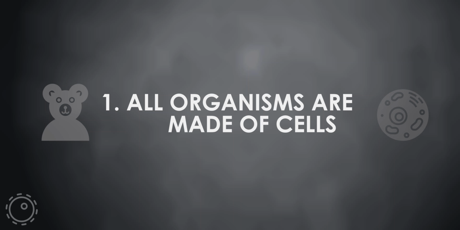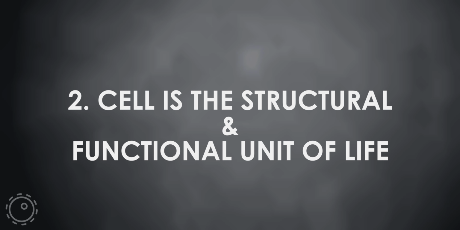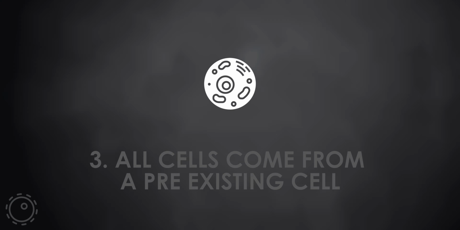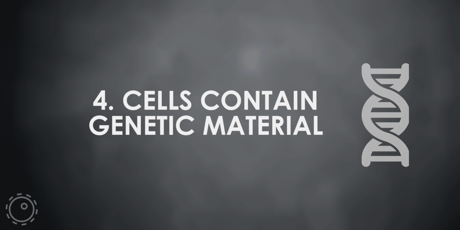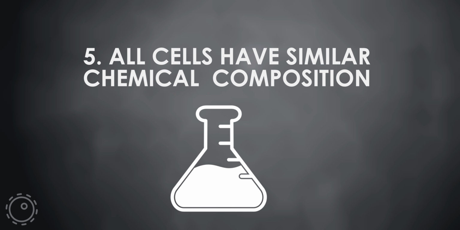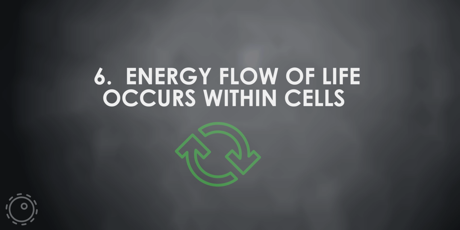The modern cell theory has 6 postulates. 1. All living organisms are made of cells. 2. Cell is the structural and functional unit of life. 3. All cells come from a pre-existing cell. 4. Cells contain the genetic information which is to be transferred to the next generation. 5. All cells have a similar chemical composition. And 6. All the energy flow of life occurs within the cell.